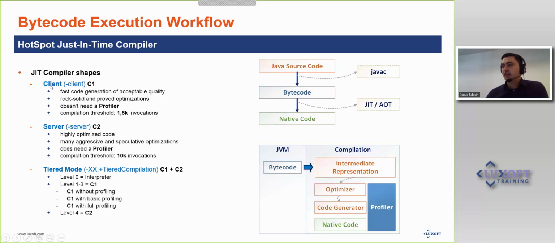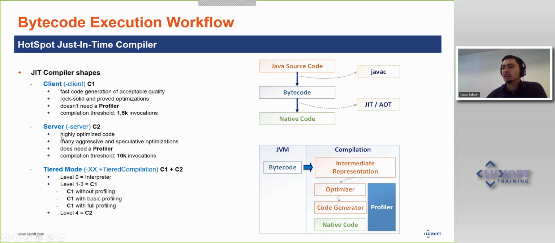Another thing is that the compiler does not need a profiler. Once it gets the bytecode transformed into native code, it doesn't need a profiler in order to profile the native code and to improve it more and more. And that threshold that I discussed, in the case of the client, is 1500 invocations.